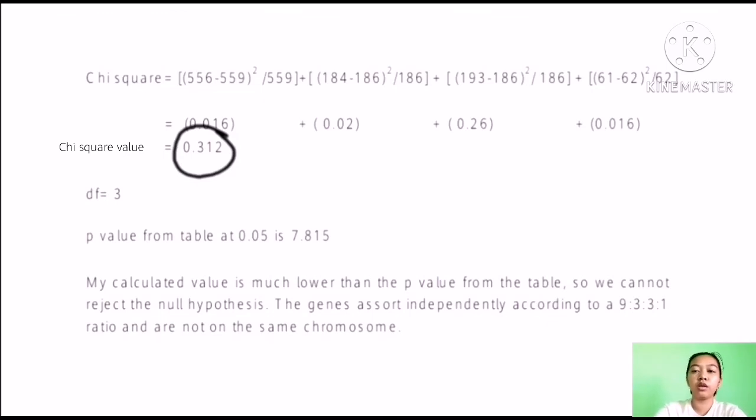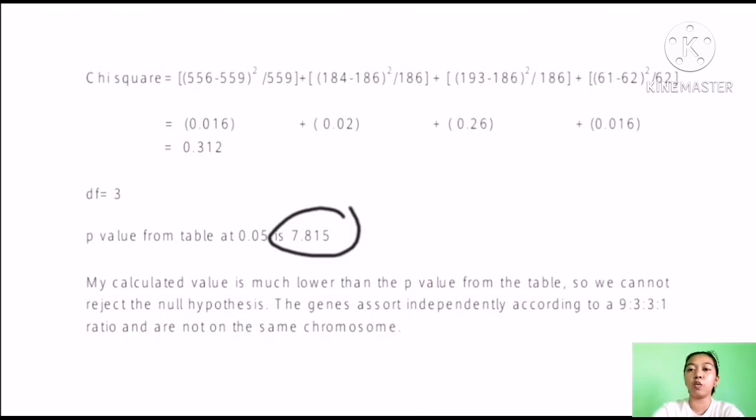0.312. With the degree of freedom 3 and our p-value from the table, which is 0.05, our critical value that must be exceeded will be 7.815. Our chi-square value is much lower than the critical value from the table, so we cannot reject the null hypothesis. The genes assort independently according to a 9-3-3-1 ratio and are not on the same chromosome.